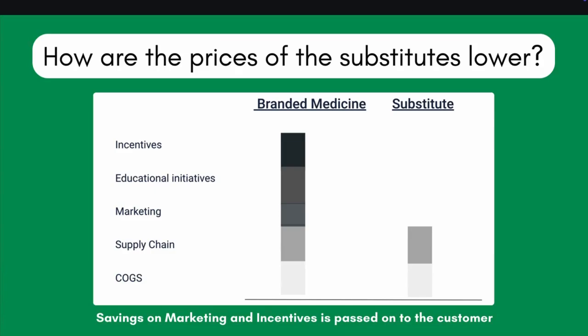But then the branded drugs spend a lot of money on marketing, educational initiatives for MRs and doctors, and incentives given to doctors, MRs, and other people. So those costs add to the MRP of the product, and at the end of the day, the customer has to bear the cost. In substitute medicines and top brand generic medicines, these costs are saved, and a customer has the same impact of medicines on their bills.